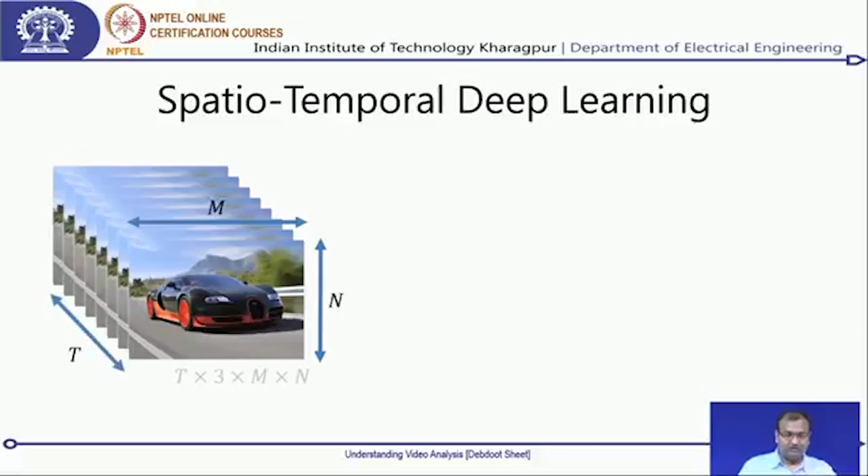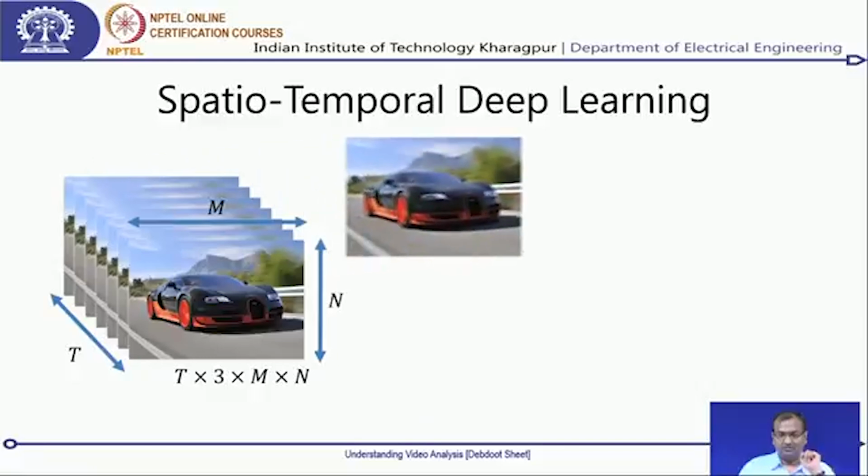Now, if I have this whole thing of T cross 3 cross m cross n, what that would mean is I can pull out any one of these frames, which is going to be of the size 3 cross m cross n. Okay, so let us pull out one of these frames.